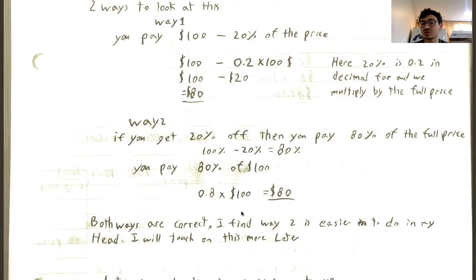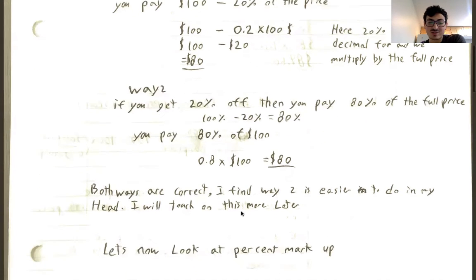So next class we'll touch on this. If I'm in the store trying to figure out how much you're going to save, it's a bit easier if I do way 2, but that's how my brain works, and your brain might work very differently. I've noticed more and more that the way I do math is interesting sometimes.